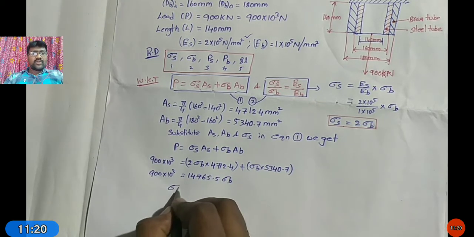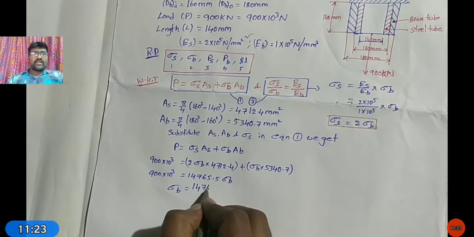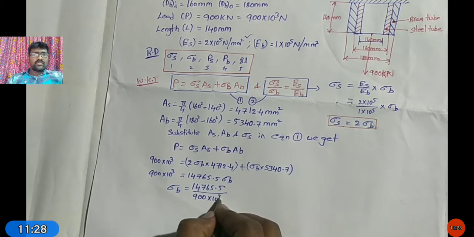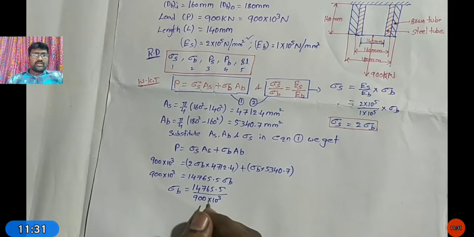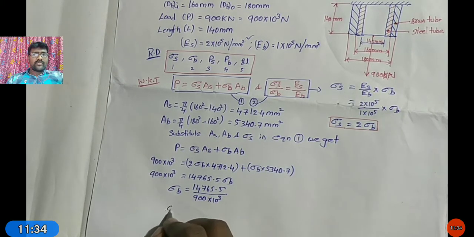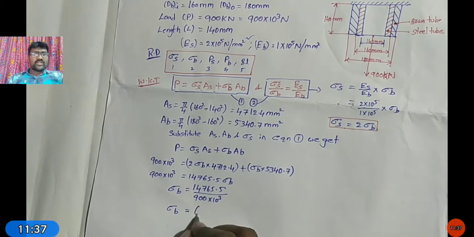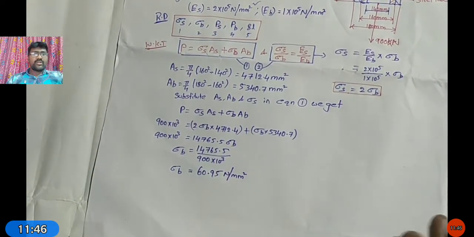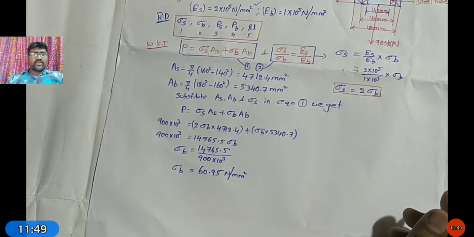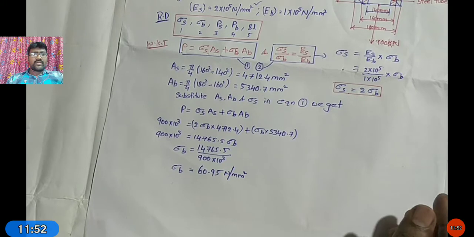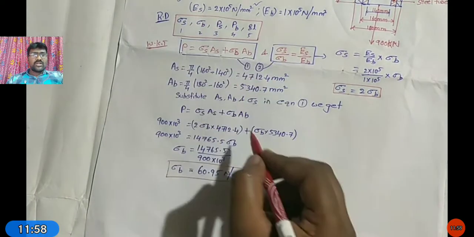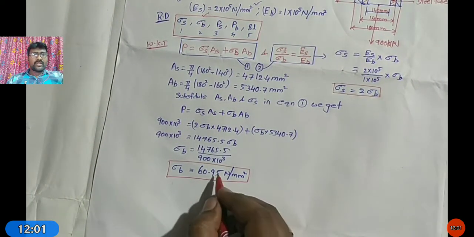We get 14765.5 sigma B. From this we can get sigma B is equals to, sorry, it is 900 into 10 cube by 14765.5. Here the ratio will be changed, interchange. The sigma B is equals to 900 into 10 cube by 14765.5. By simplifying the above equation we will get sigma B is equals to 60.95 Newton per millimeter square.